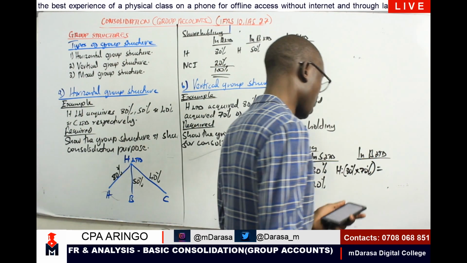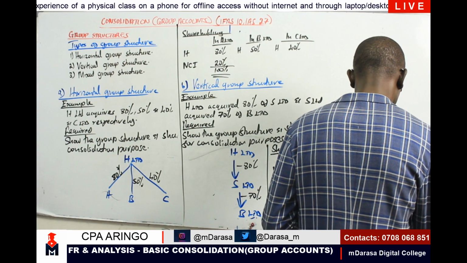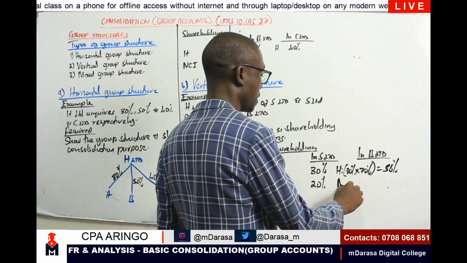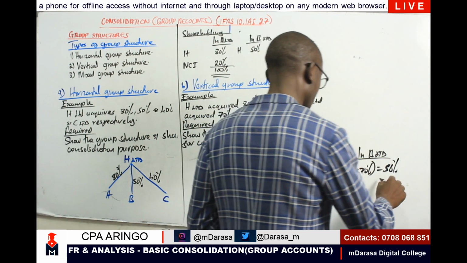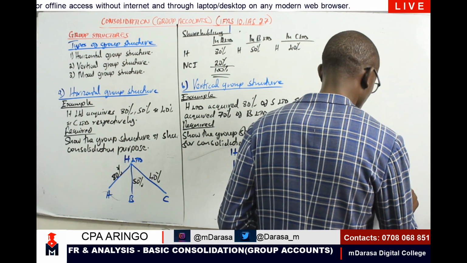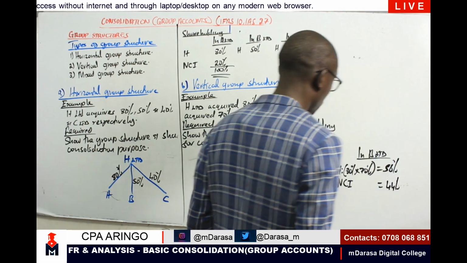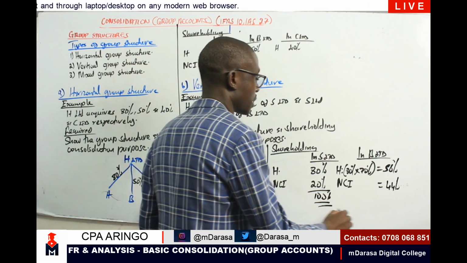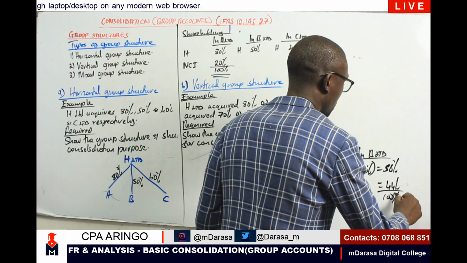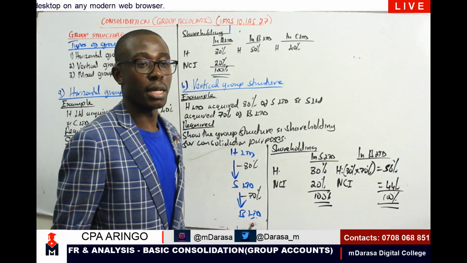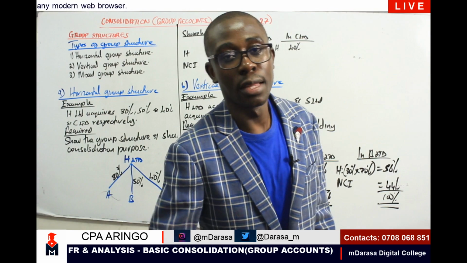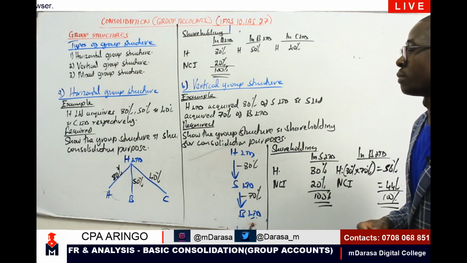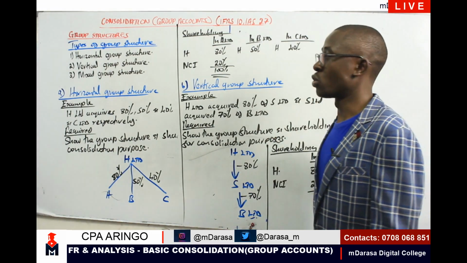So that should give us 56%, meaning that I'll be having a component of NCI here also. So NCI at that point, you should be talking of NCI to be 44%. And that's how our group structure will be, or rather our shareholding, 100%. So basically that is what we should have whenever we are talking about a vertical group structure.